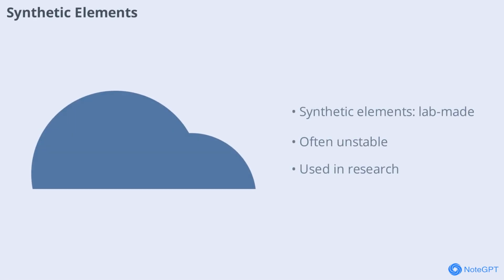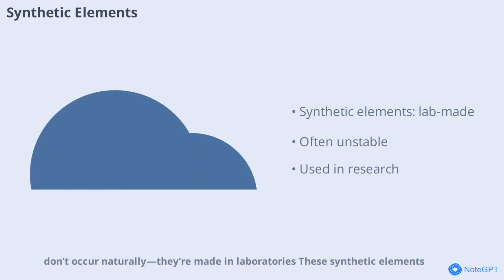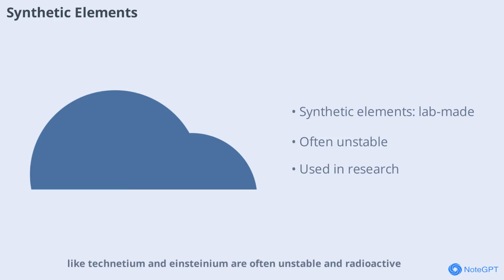Some elements on the periodic table don't occur naturally, they're made in laboratories. These synthetic elements like technetium and einsteinium are often unstable and radioactive. Scientists create them to study nuclear reactions and the limits of atomic structure.